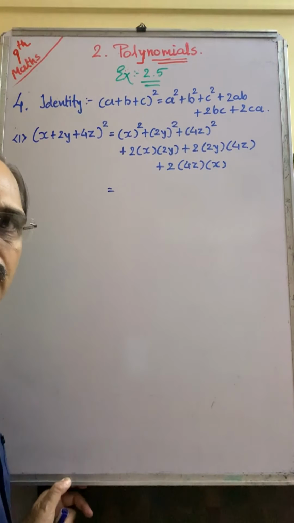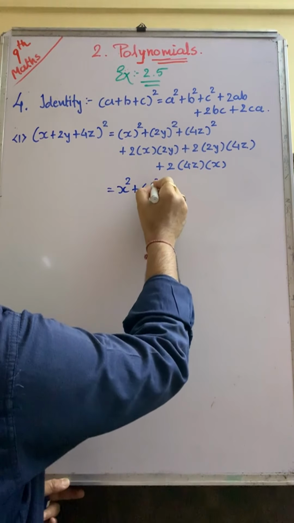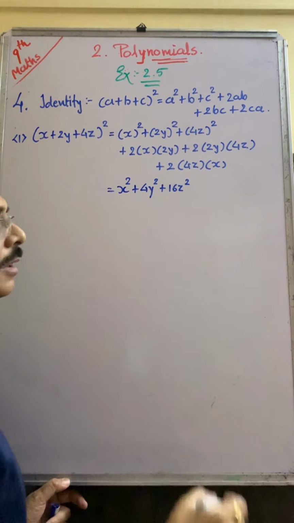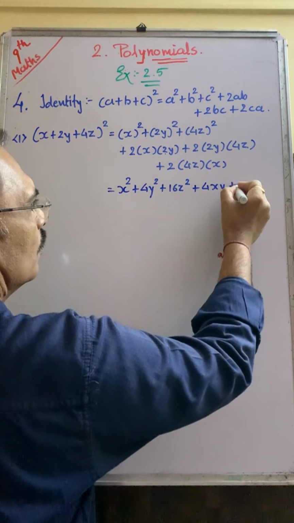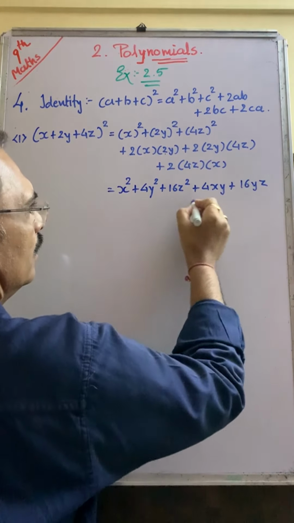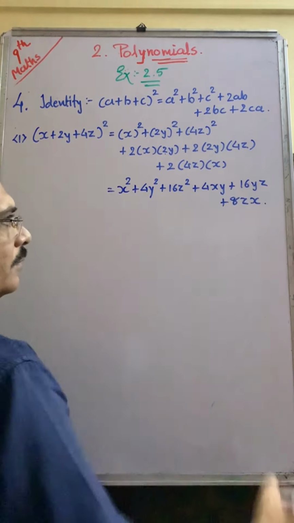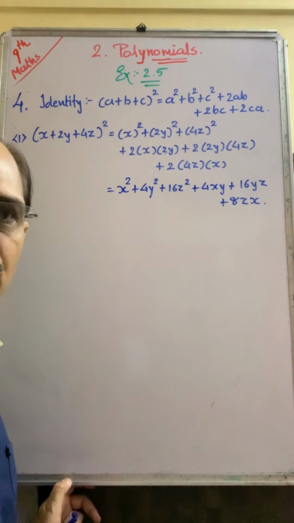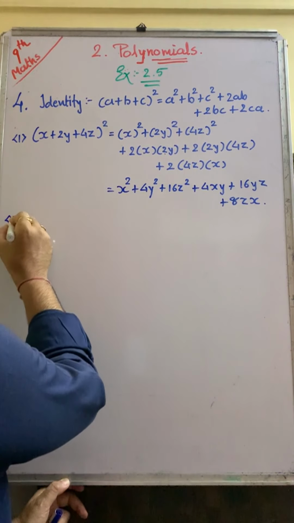Now open the bracket. x square plus 4y square plus 16z square, right? Now 2 2s are 4xy plus 2 2s are 4, 4 4s are 16yz plus 2 4s are 8zx. Simple. Once you know the formula, then it will be easy for you. So write the formula and learn the formula.